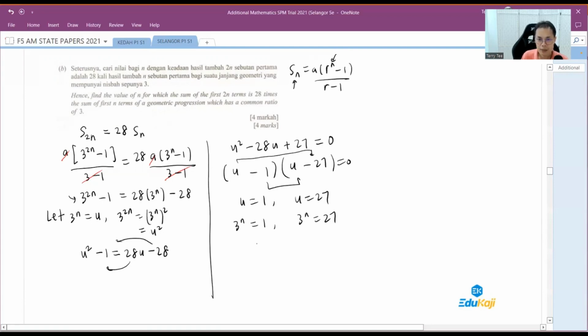Now we know anything power 0 is 1. So 1 is 3 power 0. By comparison, n is 0. And the second one, 27 is 3 power 3. By comparison, n is 3.